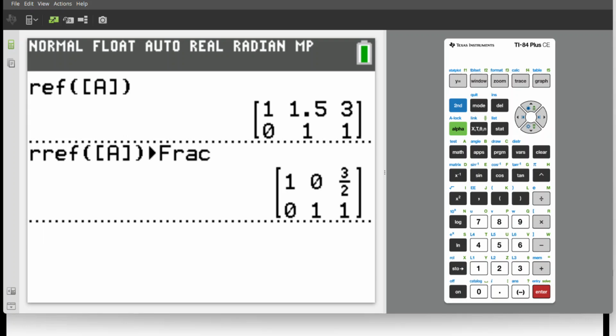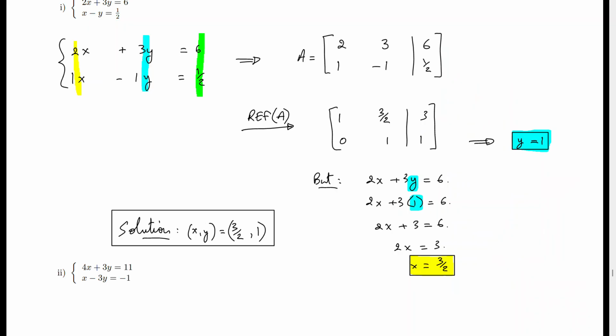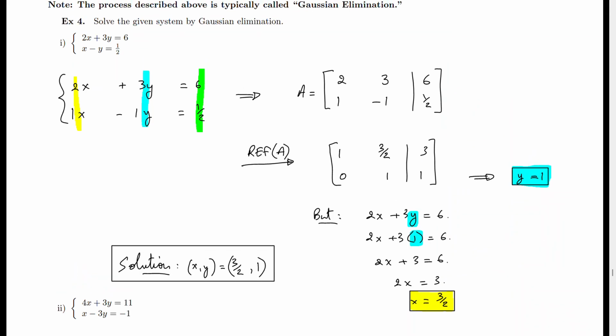So if I click enter, you can see from what's on the screen, the first row is 1, 0, 3 halves. This is saying 1x plus 0y is 3 halves. So this is saying x is 3 halves really, which is the same thing we got by doing the work by hand. The second row of this matrix says 0, 1, 1, which is basically saying that 0x and 1y, so in other terms just y, is equal to 1. So that's the benefit of using RREF versus REF. And all this is what we call in math the Gaussian elimination.